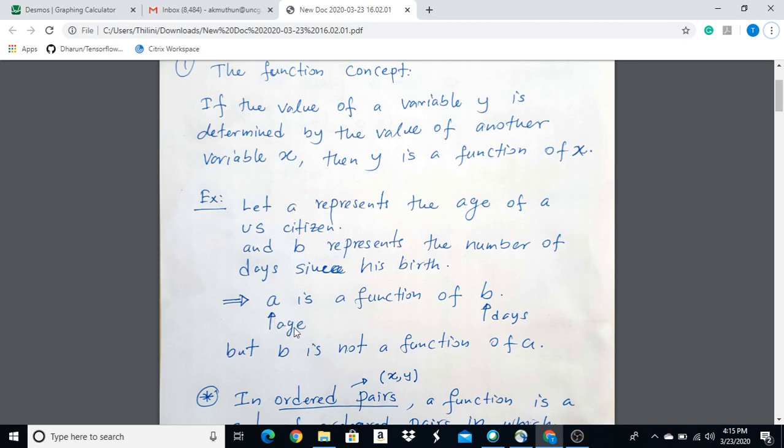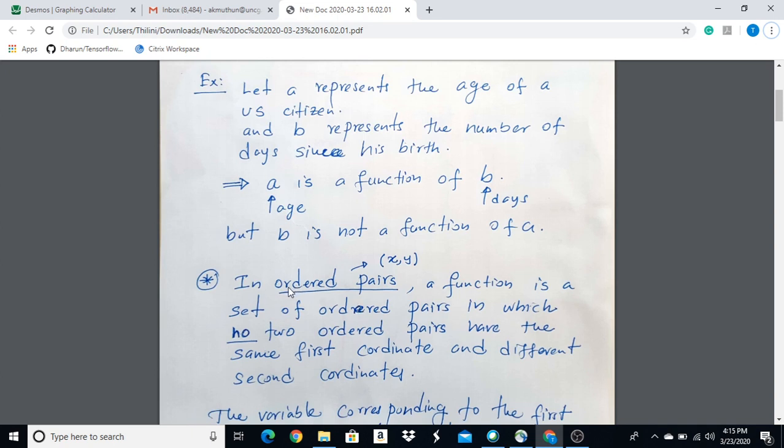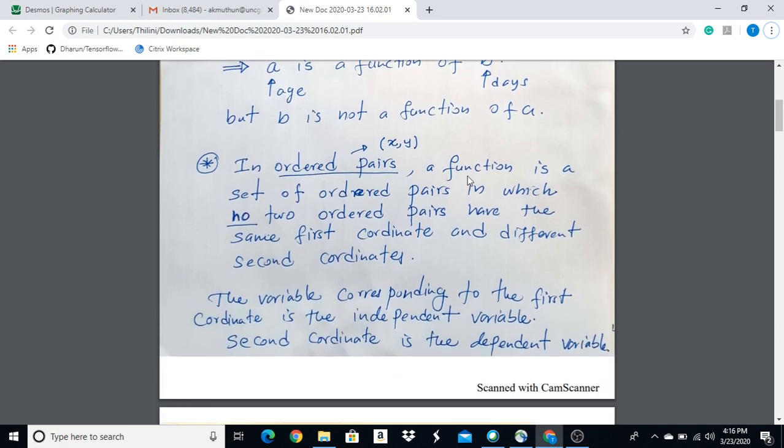That means the age is determined by the number of days since birth. So A is a function of B. But B, the number of days, is not a function of A, which is age. So in ordered pairs, we can determine our functions in this form. A function is a set of ordered pairs in which no two ordered pairs have the same first coordinate and different second coordinates. So we will talk about it further. And the variable corresponding to the first coordinate is the independent variable and the second coordinate is the dependent variable.